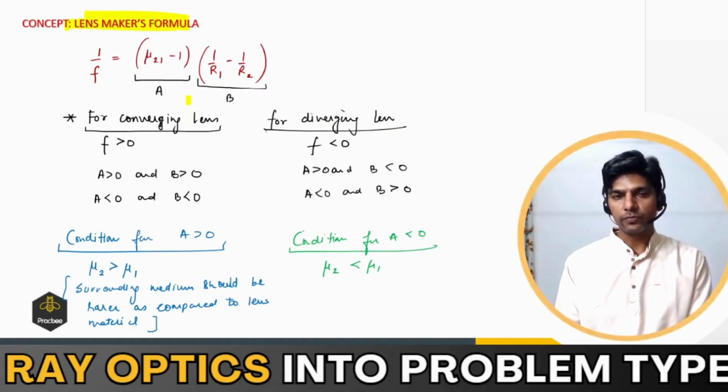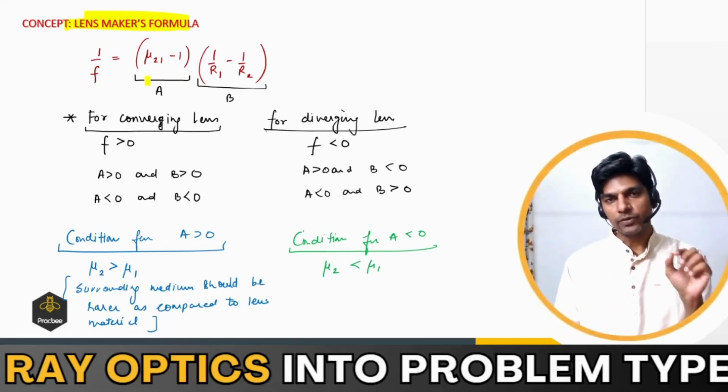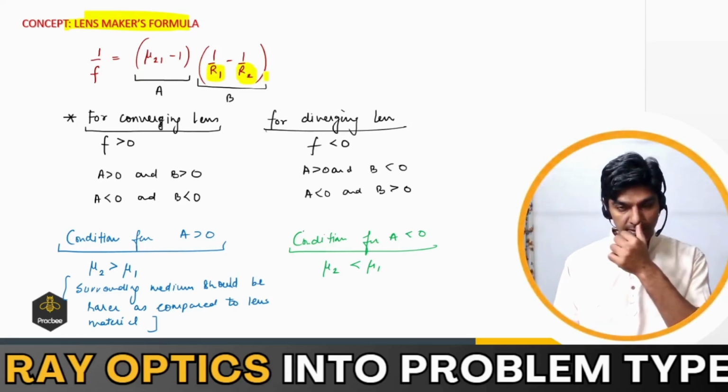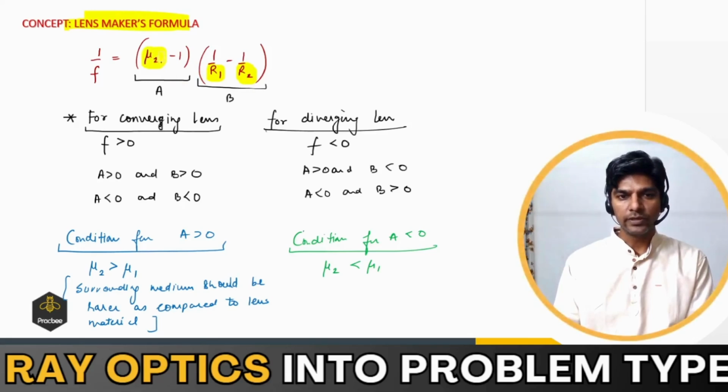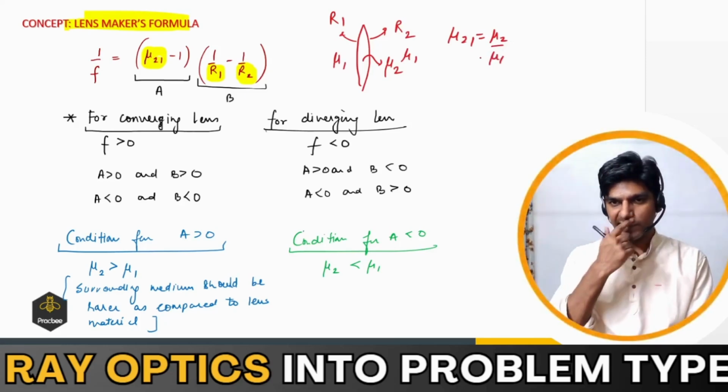So what is lens maker's formula? With the help of this formula, we can find the focal length of any type of thin lens. If the radii of curvature are given to us, R1 and R2 are the radii of curvature of both the surfaces, and mu21 is the refractive index of the medium of the lens with respect to the surrounding medium. For example, if we have a lens like this, this surface has a radius of curvature R1, this surface has a radius of curvature R2, and this lens has a material of refractive index mu2, the surrounding material is mu1. Then mu21 can be written as mu2 by mu1, right? So this you can remember.